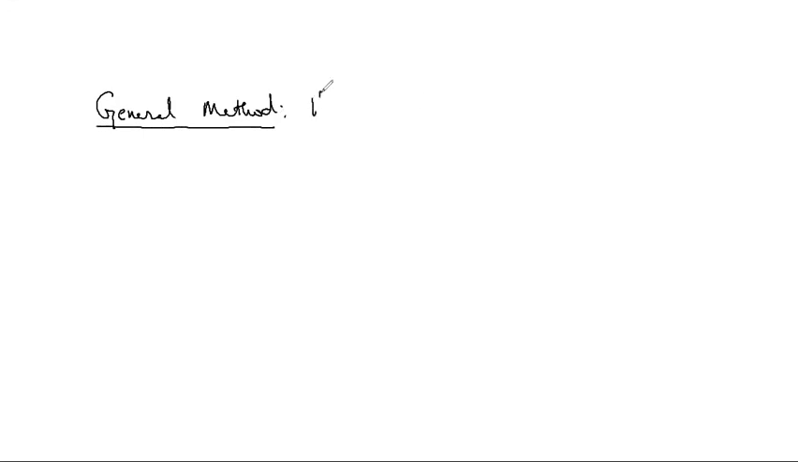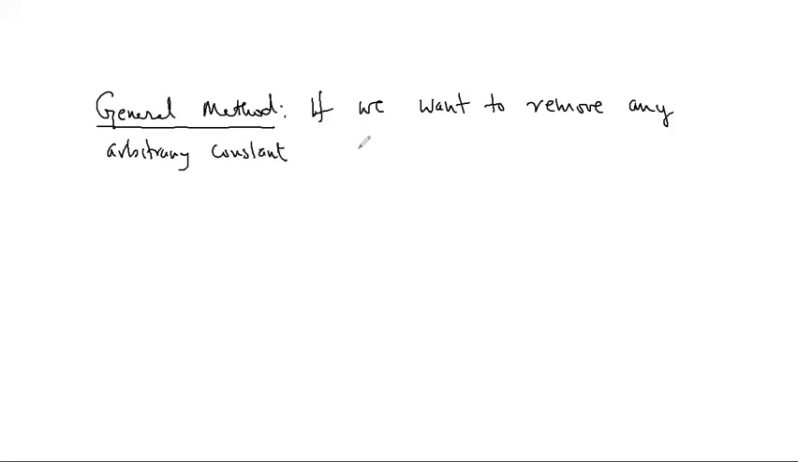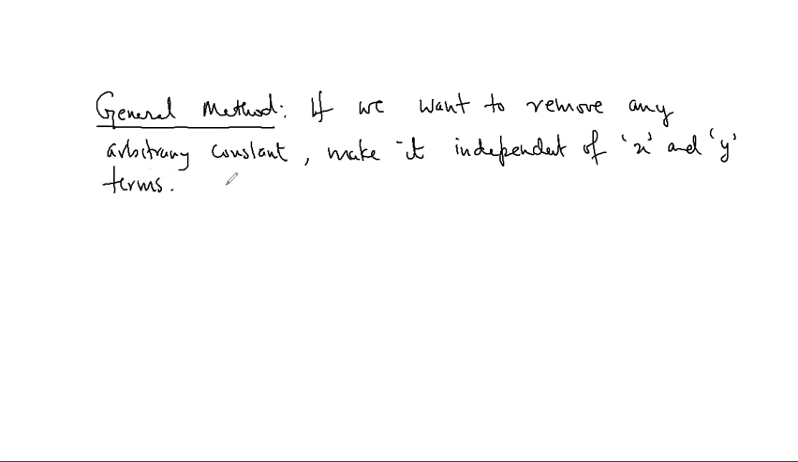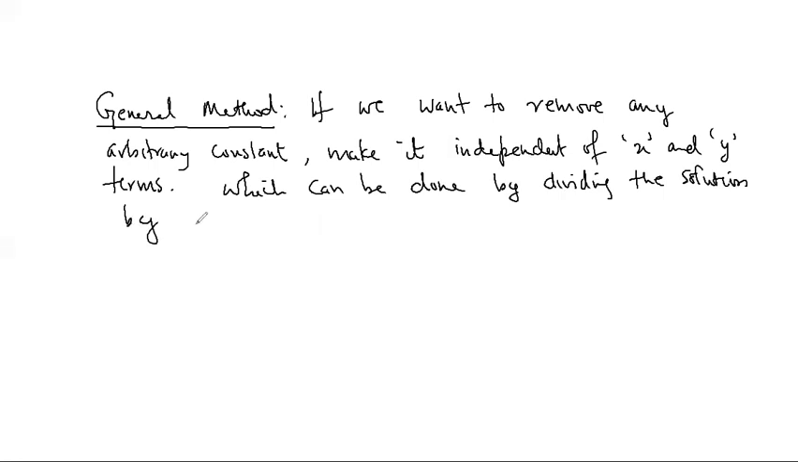Divide. If we want to eliminate, if we want to remove any arbitrary constant, what I should do is make it independent of x and y terms, which can be done by dividing the solution by the coefficient of the arbitrary constant.